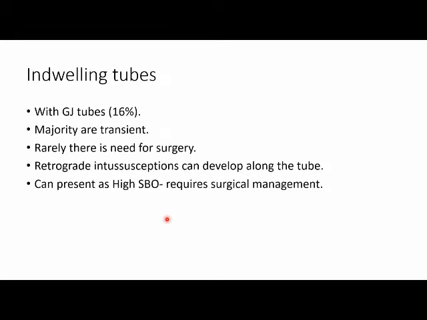Coming to indwelling tubes as a pathology for intussusception, mostly they are seen with gastrojejunostomy tube feedings, which account for 16% of the cases, and the majority are transient. Rarely is there a need for surgery. Predominantly there will be a retrograde intussusception which can develop along the tube back towards the stomach, and it can present as a high small bowel obstruction. So in case of high small bowel obstruction, it requires surgical management rather than a conservative approach.